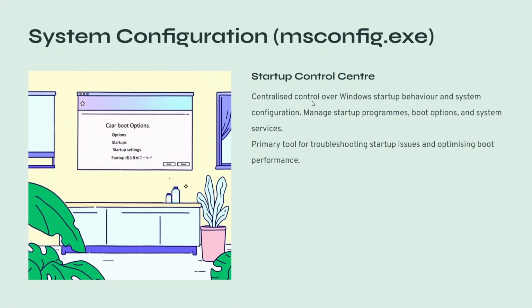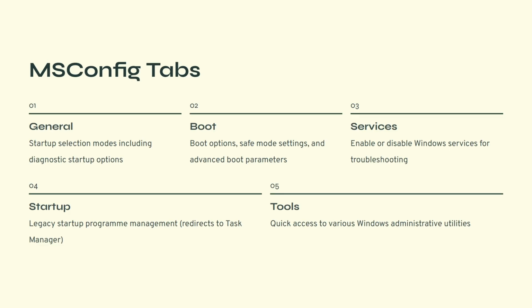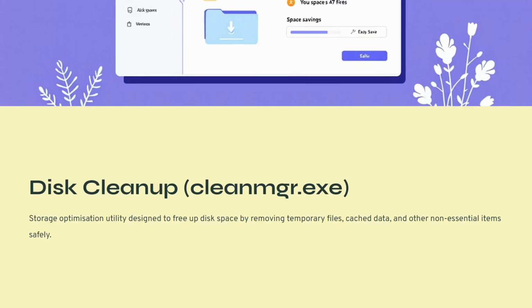So you have centralized control over Windows startup behavior and system configuration. It manages startup programs, boot options, and system services. If you want to troubleshoot your startup issues beyond the level of what programs are starting up, then you'd want to go to the Startup Control Center, the system configuration there. All right. I gave you a brief run through these tabs. You can read this, but the best bet, guys, is to play around with it for yourself, to be honest.